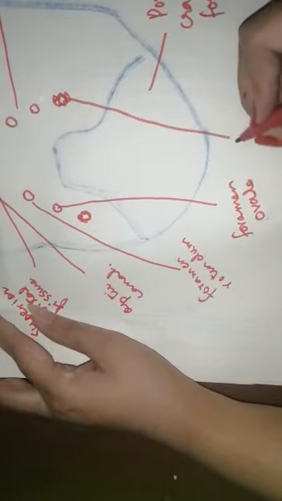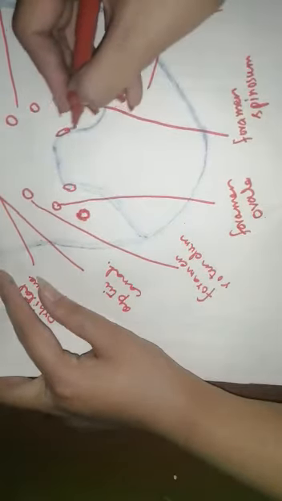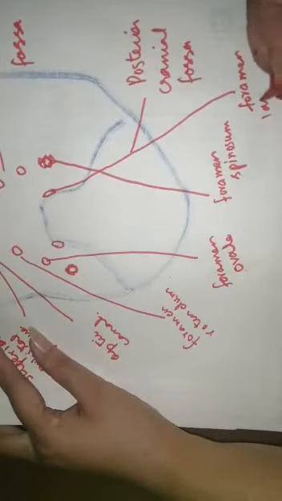Second is foramen ovale. And the third one is foramen spinosum. We also have another foramen on both sides, that is foramen lacerum.